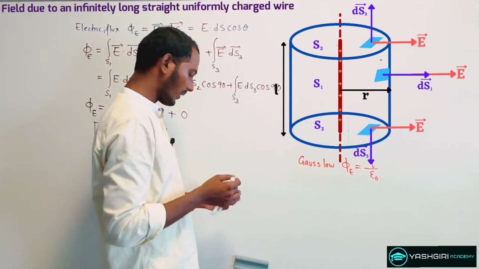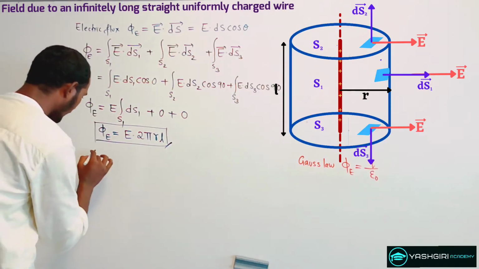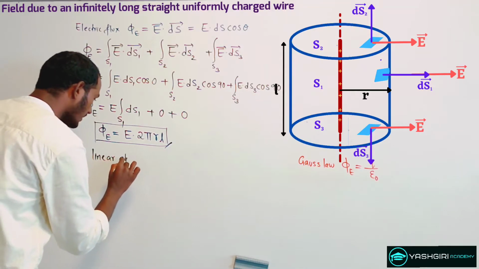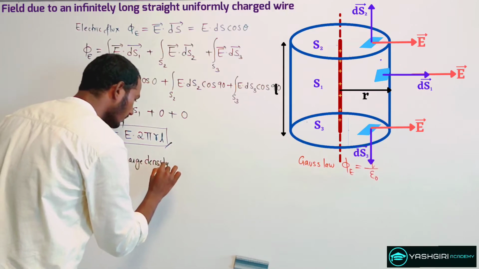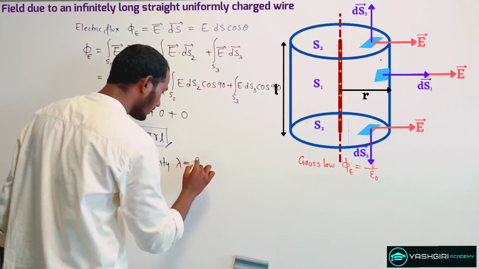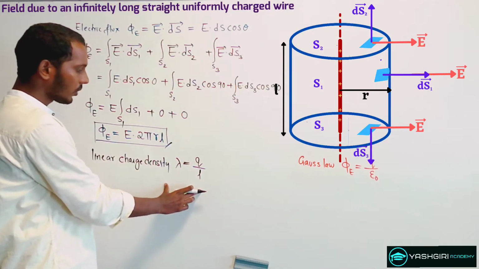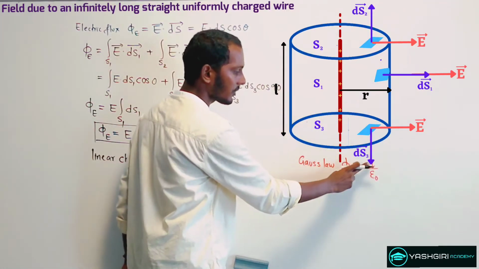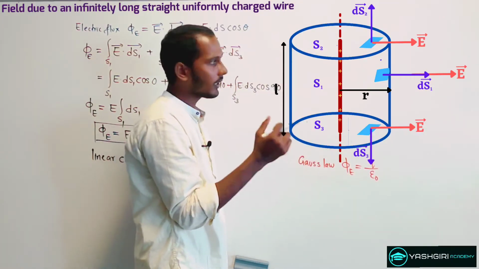Now here, what I again know is that I consider the linear charge density, right? So this is my linear charge density, which is nothing but my lambda, which is equal to the charge per unit length. So this is what we know. Here, this Q over here is the charge enclosed by the Gaussian surface, correct?